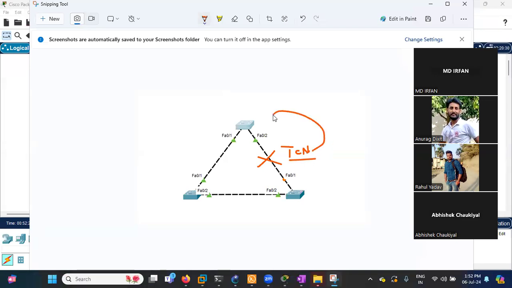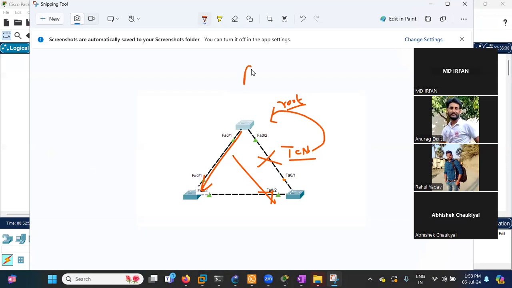TCN is nothing but a topology change notification. This notification will go to the root, and now the root will inform the other switches. Whenever any switch detects a faulty cable, it generates a TCN. It will always notify the root switch. Then the root switch is responsible to send the information to other switches: something happened in the network, please change your topology accordingly.